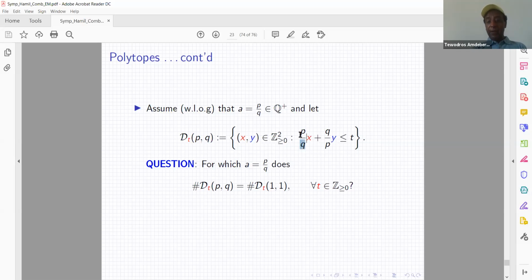But we ask the following question: for which other rational numbers will it be that the number of lattice points inside is the same between this and this? What numbers would make this work? Okay, the answer is surprisingly on the second page of my slides.